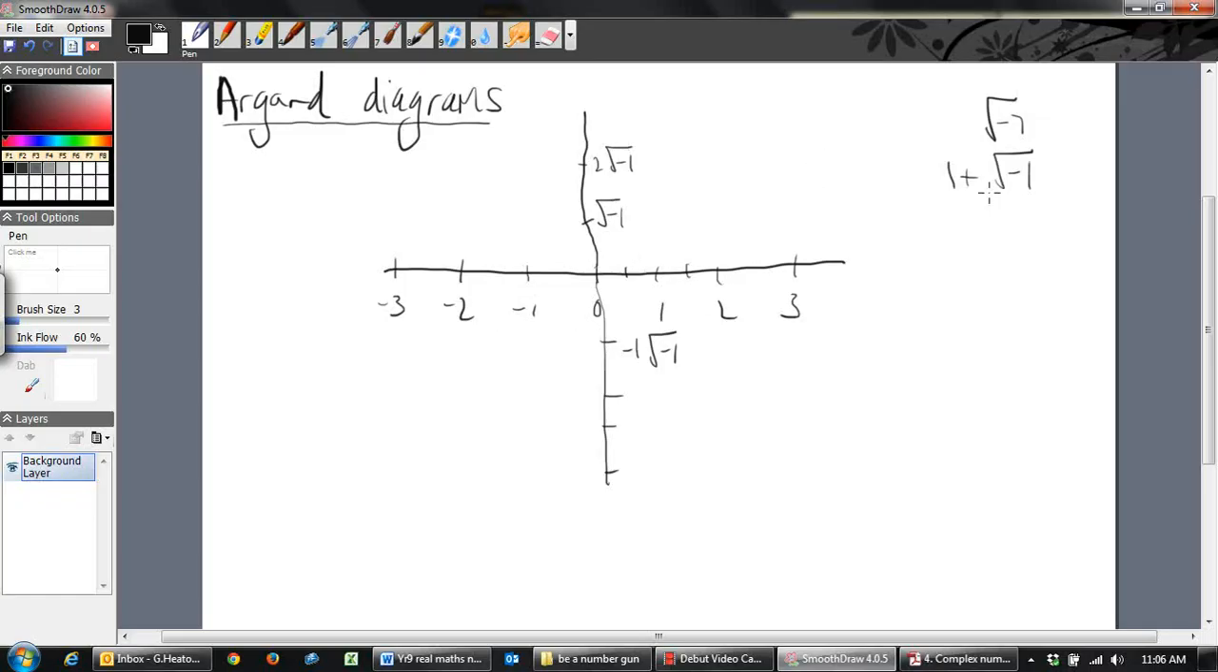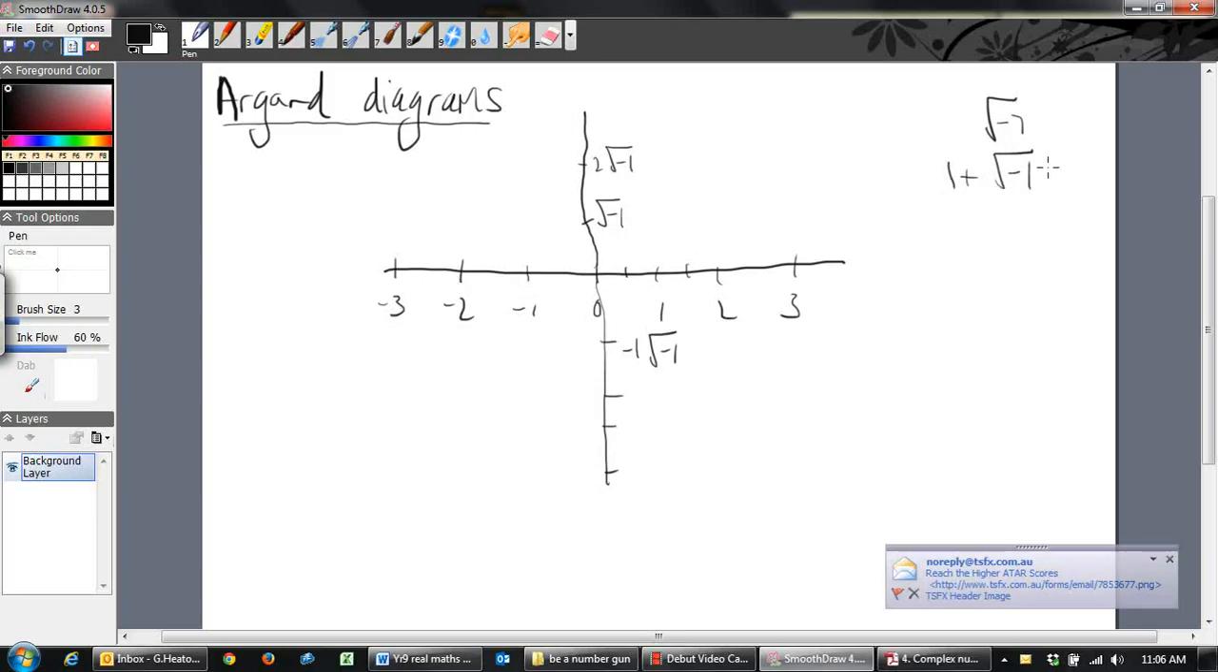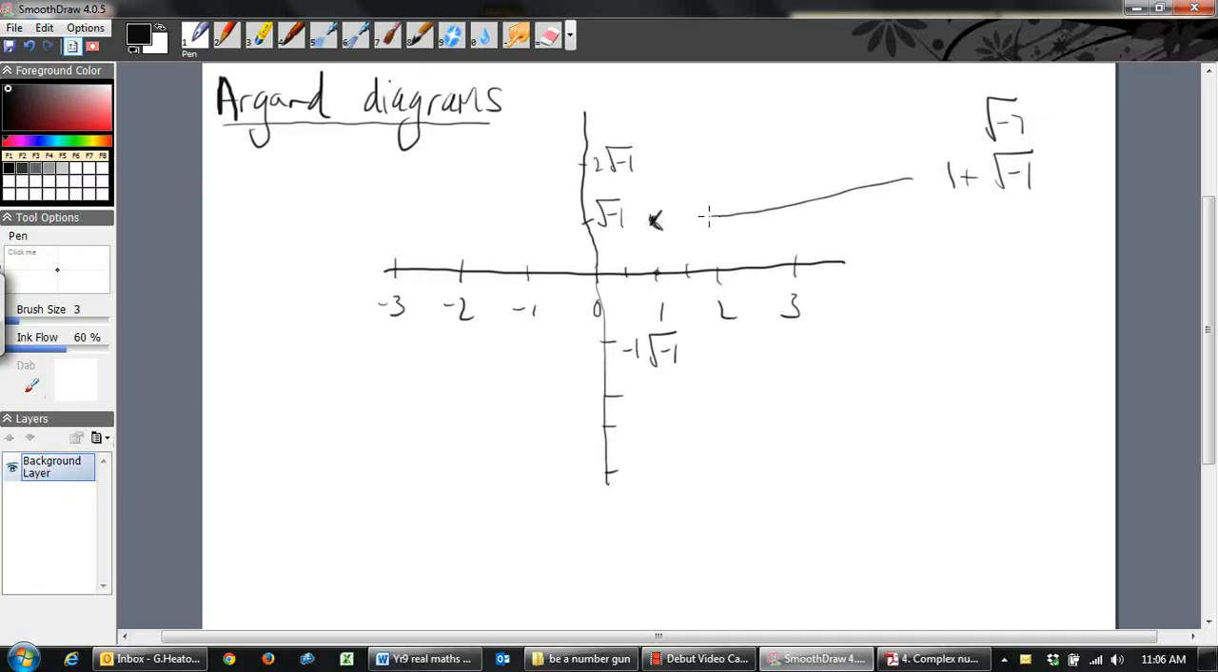And we can represent things on this Argand diagram. So where is 1 plus the square root of -1? Well, you look at the real part, which is 1. You look at the imaginary part, which is the square root of -1, and so that number would live on that point there. This became the way of representing complex numbers on a diagram.